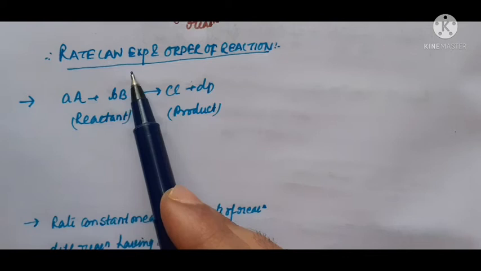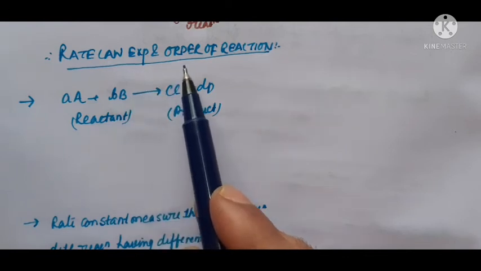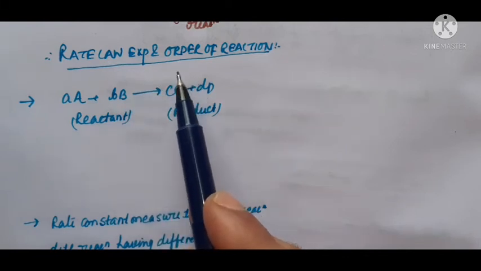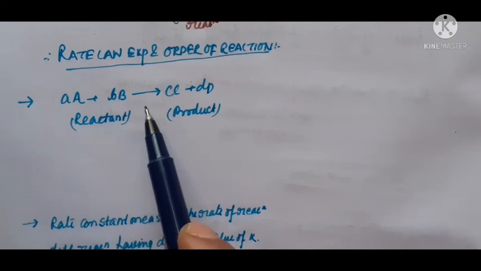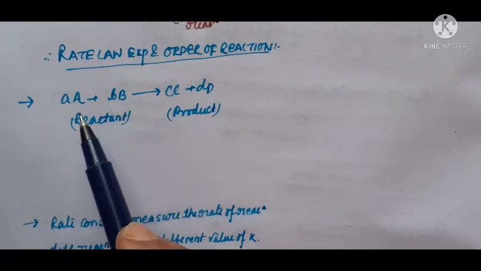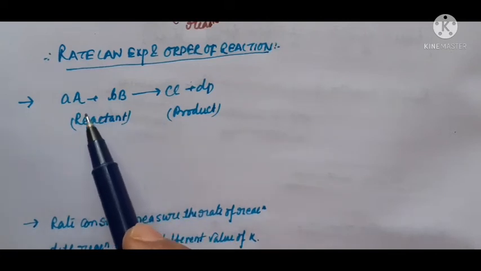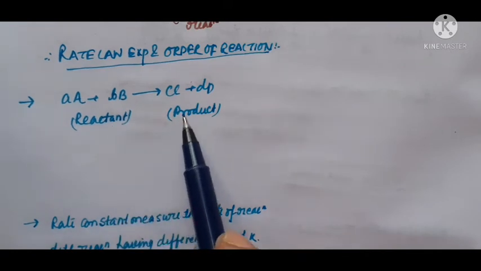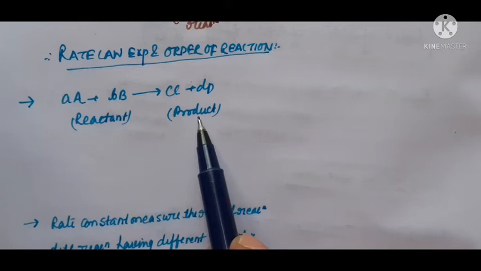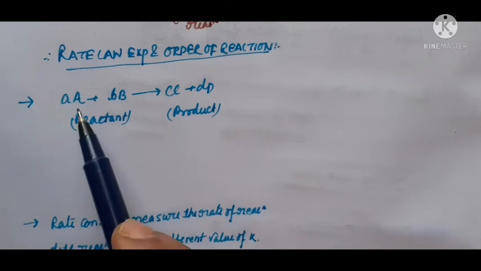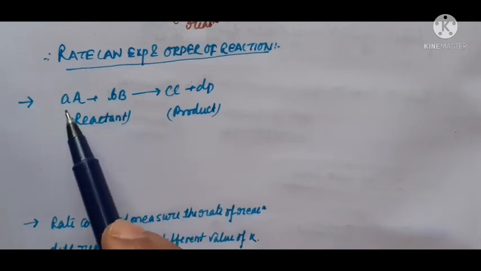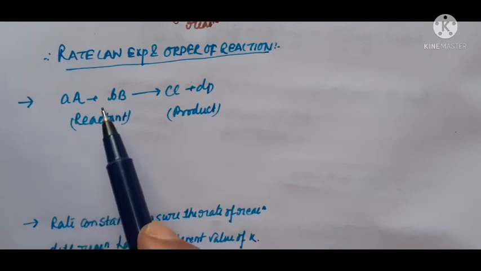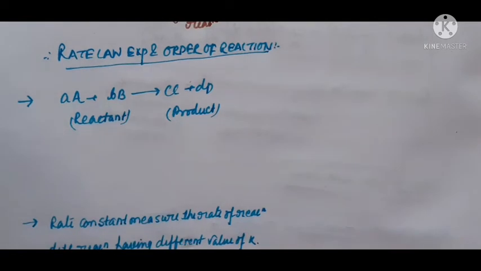Now, to understand the rate law expression and order of reaction, let us consider a chemical reaction of the following type. Here, the species on the left hand side are considered reactants and those on the right hand side are considered products. Reactants are A and B, and their coefficients, which represent the number of moles of the reactants, are small a and small b respectively.